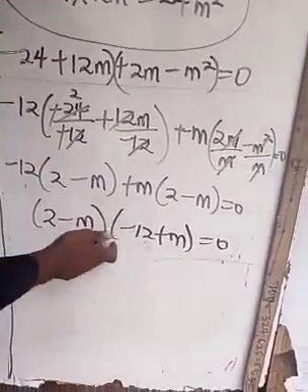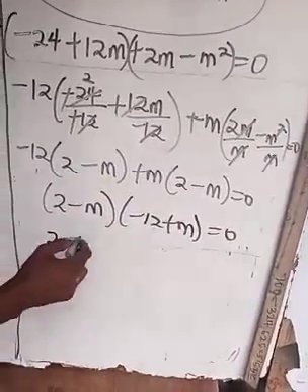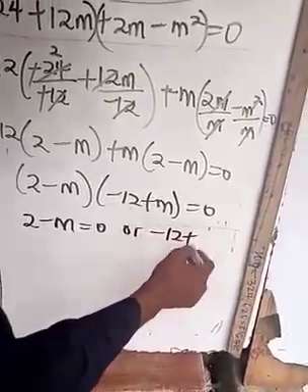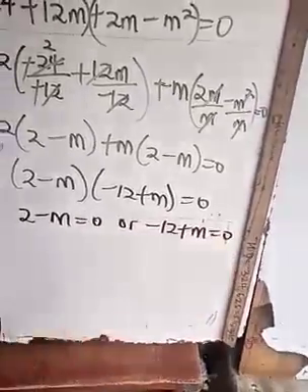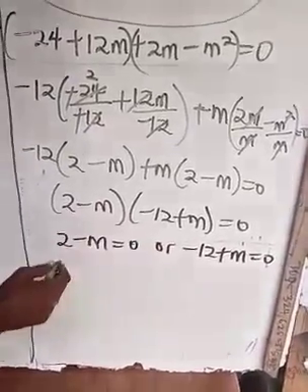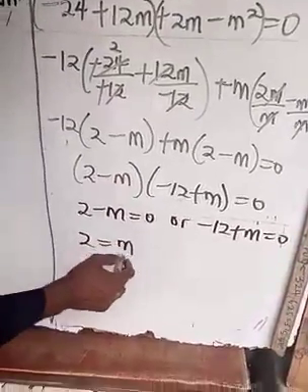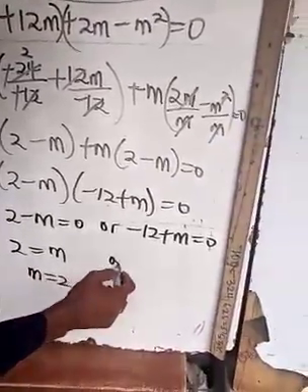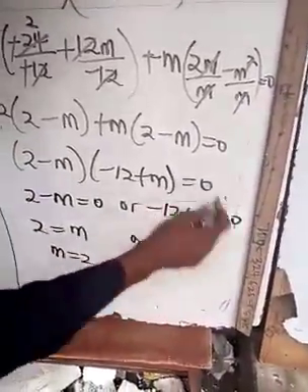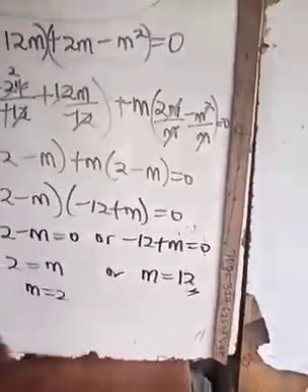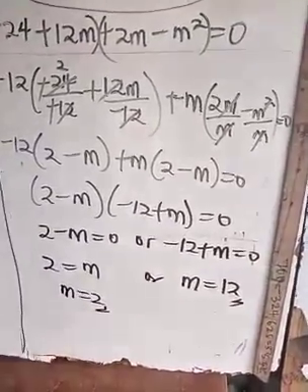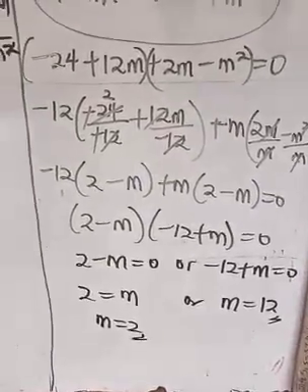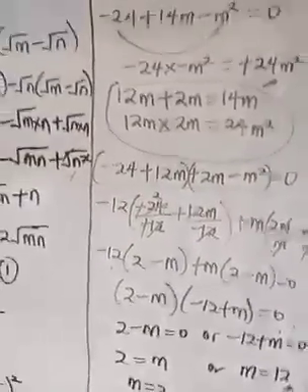So we are multiplying two things and it is equal to 0, so it means either the first equals 0 or the second equals 0. So if this one goes to that side, you have 2 equals m, which is the same thing as m equals 2, or m equals, if this minus 12 goes there, 12. So we have two answers for m.